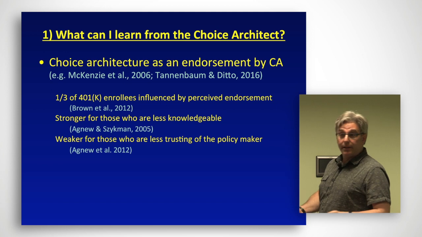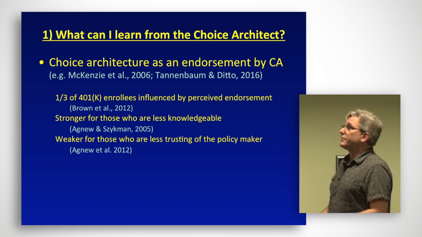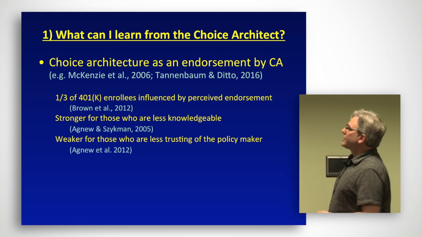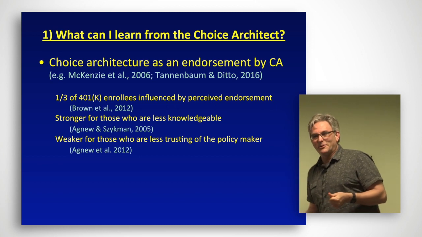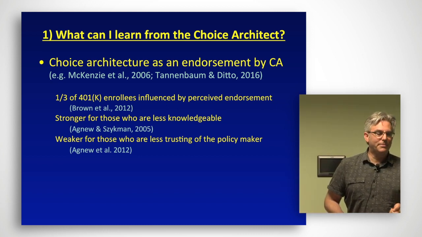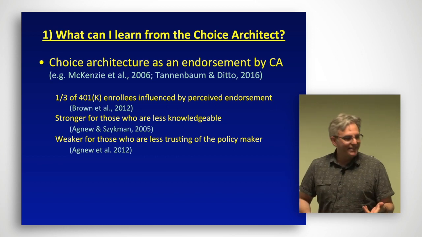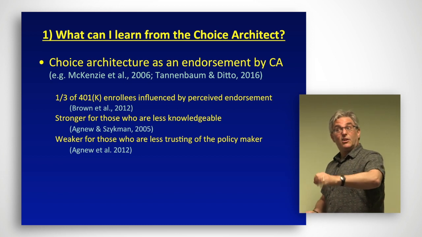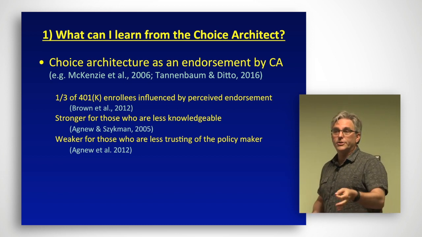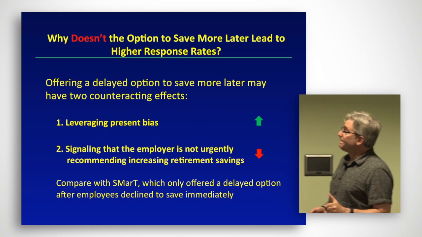For instance, what does my boss think? What does the government think is good for me? It's weaker for those who are less trusting of the policymaker. So if you're looking at federal policy and you're in a country, or a region of the country perhaps, where people don't trust the government, then you might think twice. You might actually have a reverse effect of a certain choice architecture, like a default, where people resist it more actively.